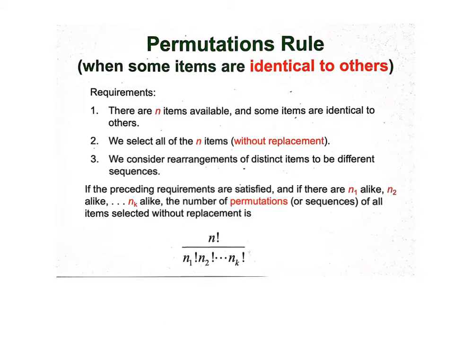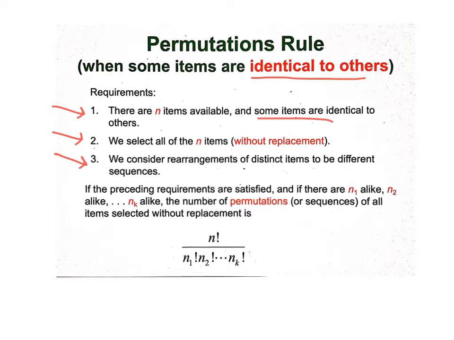Okay, now you've got to watch this one closely. What if some of the items are identical to the others? This happens the most when you're trying to figure out how to arrange letters in a word, and some of the letters are in the word more than once. Okay, requirements. Still n items available, but some items are identical. We select all of the n items and do not replace them. We consider rearrangements of distinct items to be different sequences. And this is how we're going to do it.